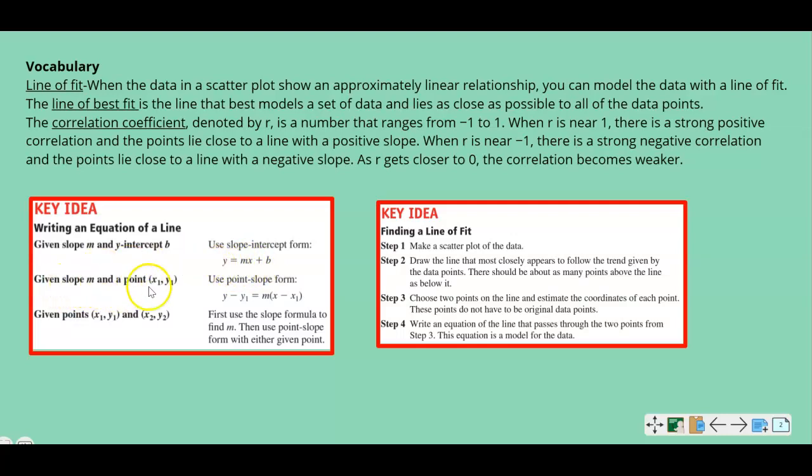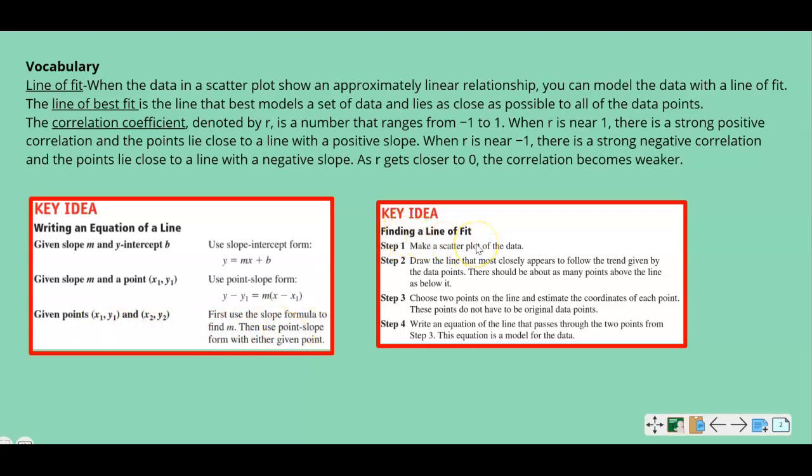Given the slope m and a point (x1, y1), you can use point-slope form: y minus y1 equals m times (x minus x1). This is point-slope form. We don't use it as much, but you should commit that to memory. You should know that as well. And given points (x1, y1) and (x2, y2), you can find the slope, okay?